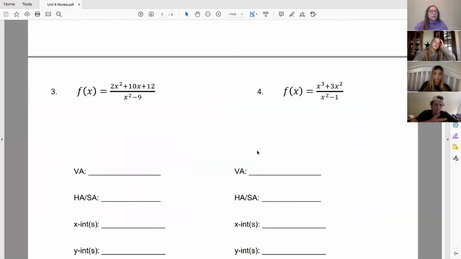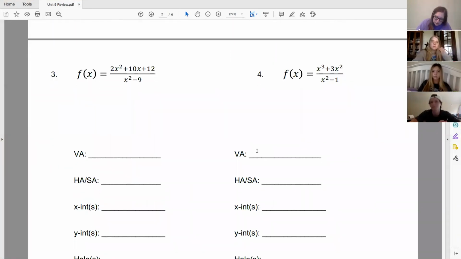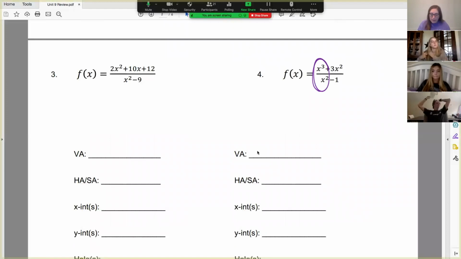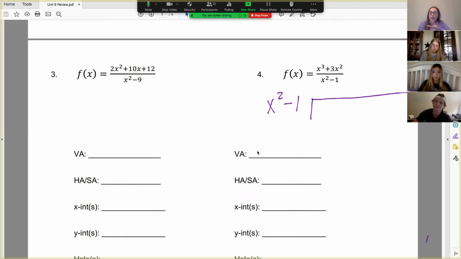However, on number 4, I have a bigger degree on top than I do on the bottom. So I know I have a slant asymptote, but I can't do synthetic division because of this x squared. So since there's an x squared on the bottom, I have to do long division. So I would put x squared minus 1 to the left, and then underneath the box, I'm going to put x cubed plus 3x squared plus 0x plus 0. So I put zeros in the places that I've skipped a degree.